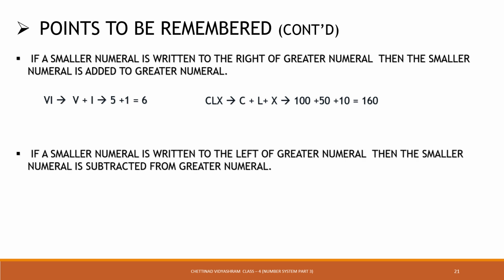If a smaller numeral is written to the left of a greater numeral, then the smaller numeral is subtracted from the greater numeral. So instead of writing the smaller numeral on the right hand side, if it is written on the left hand side, the operation will be subtraction. Consider the example IV. See, here the smaller numeral is written on the left hand side. So the operation between them is subtraction. So V minus I, which is 5 minus 1, equals 4.